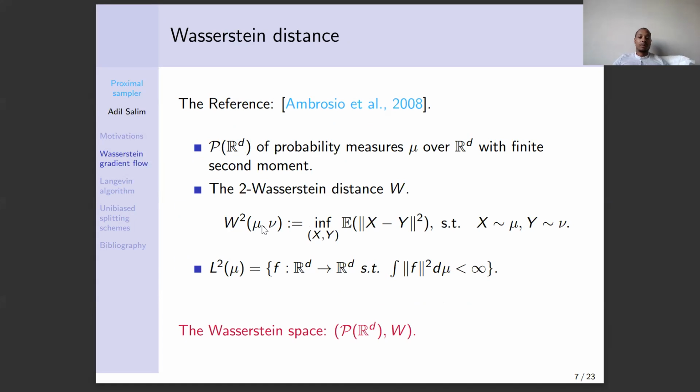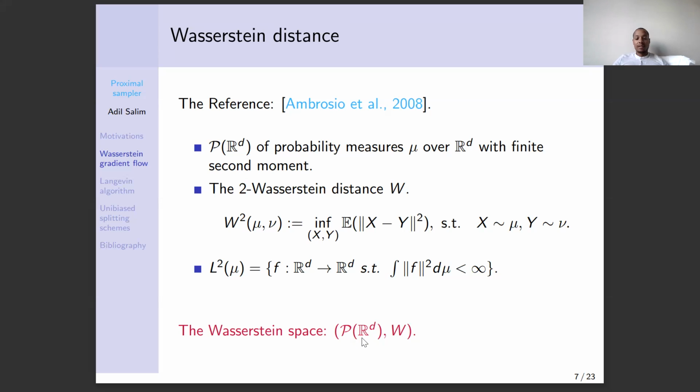So W squared between two measures mu and nu is defined as the infimum over all expectations of the squared distance of X and Y, where X is a random variable with distribution mu and Y is a random variable with distribution nu. You take the infimum over all couplings like that, and you obtain the squared Wasserstein distance between mu and nu. And finally, I denote by L2 of mu the classical space of functions from R^d to R^d such that the integral of the square of f with respect to mu is finite.